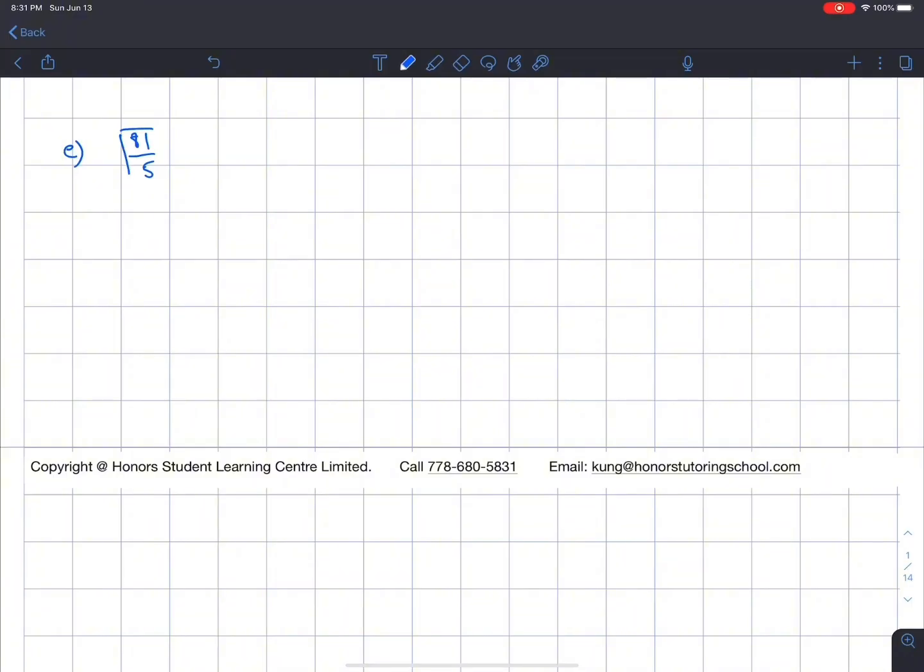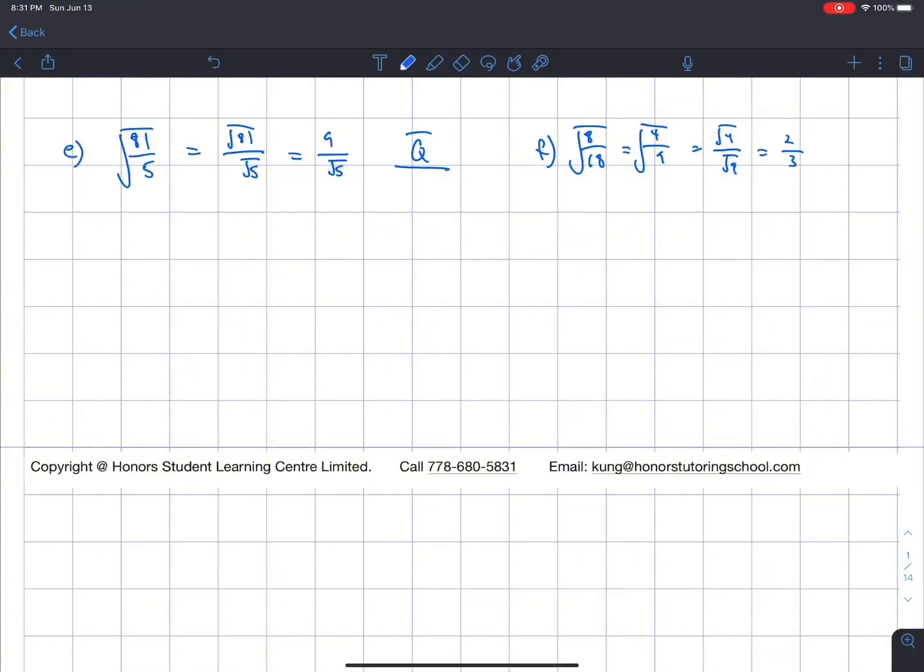81/5. So the numerator is a perfect square, but the denominator is not. So we get 9 over the square root of 5. This is irrational. So if one of the numerator or denominator is not rational, then the entire thing will not be rational. We can simplify this, divide both of them by 2, and now they are both perfect squares, right? The square root of 4 is 2, the square root of 9 is 3. So it's rational.